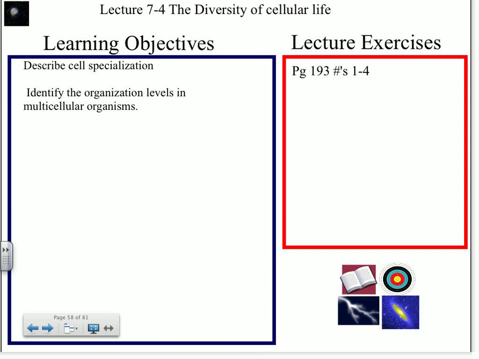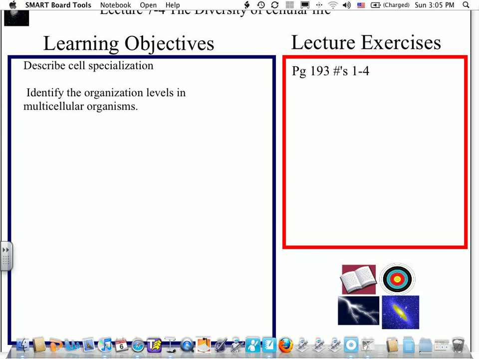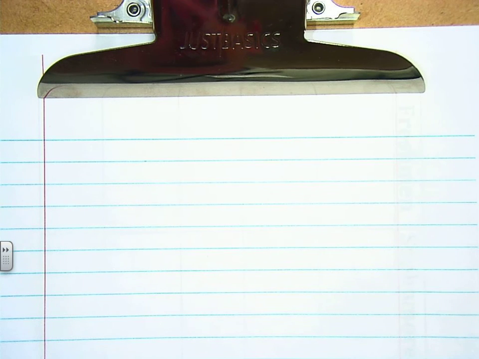Before we start, I want you to make sure that you have a piece of paper handy so that you can take a full page of notes and, after that, do your section assessment. I also want you to make sure that you have your book with you so you can follow along as you read.